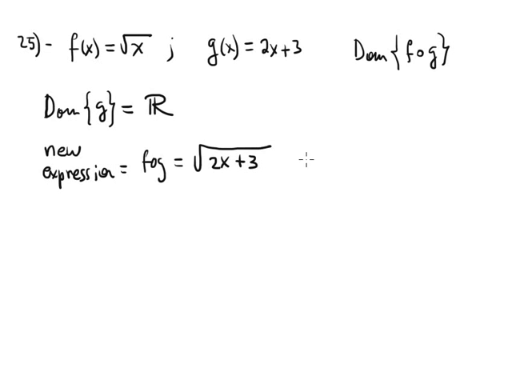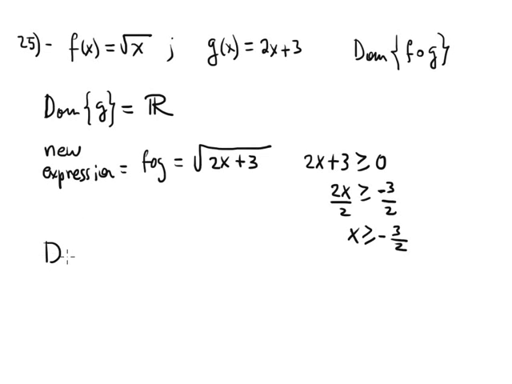In this case we have restriction. The restriction is 2x plus 3 must be non-negative. So 2x greater than or equal minus 3, divided by 2, is minus here. X is greater than or equal minus 3 over 2. That's the domain for the new expression. Then the domain of the composition is the combination of this and all real numbers, okay, obviously is this. X such that x is greater than or equal minus 3/2.